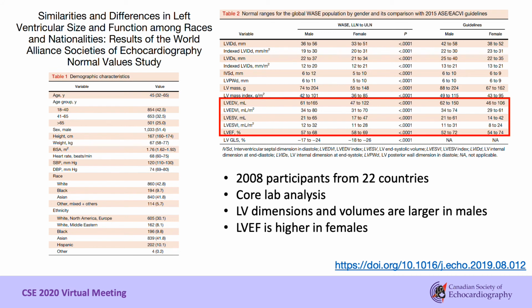WASE study. WASE was a multi-center, multi-country study sponsored by the American Society of Echo to generate normal echo values. It involved over 2,000 participants. All the echocardiograms were analyzed in two core labs. In this table, there is the LV end diastolic and end systolic volumes and ejection fraction data for males and females from the WASE data.